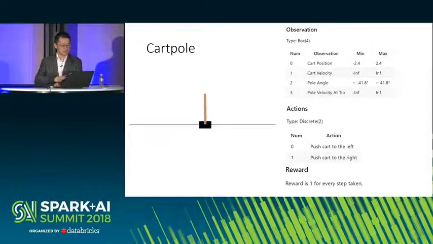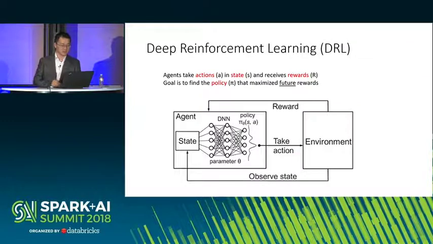And for this game, the reward is that the player should try to play as long as possible to hold the pole still. So at every time step, the reward will increase by 1. So that's the state, action, and reward in this image.